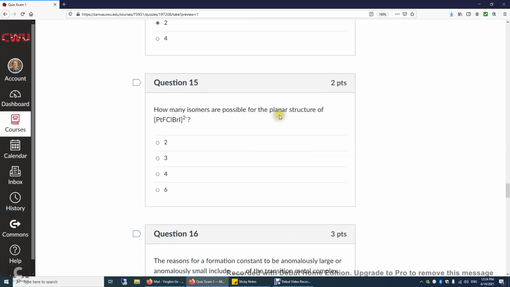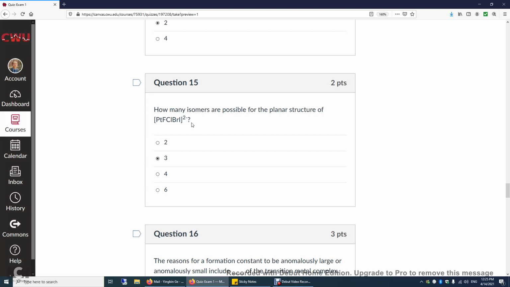All right, so over here. How many isomers are possible for the planar structure of this? You have fluorido, chlorido, bromido, and iodido. All right, so you can just focus on fluorido and just see which other ligand is on the trans position to fluorido. Well, it can be chlorido, it can be bromido, it can be iodido. Well, 3. All right, what about enantiomers? This structure does not have enantiomers. It's a planar structure with a sigma symmetry.